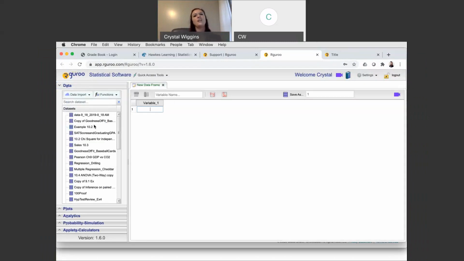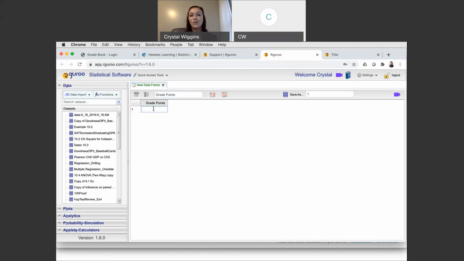But once you get the hang of creating a data set in Rguroo, it's not that bad, especially when they're really small like this one. So my first variable is going to be my grade points. Okay, I don't need to put the physical letter grade in here because that's not going to be part of the calculation.